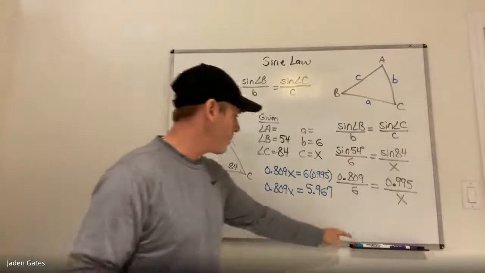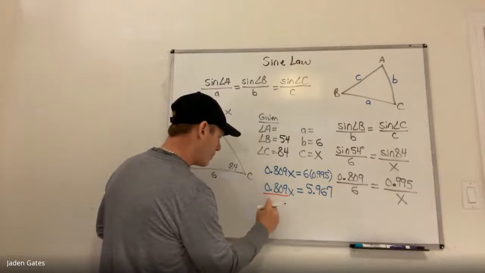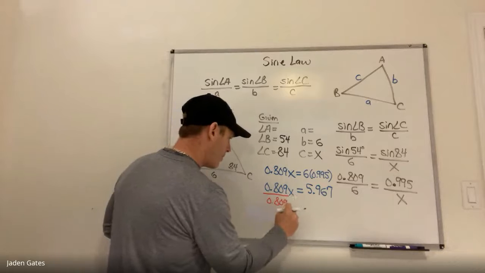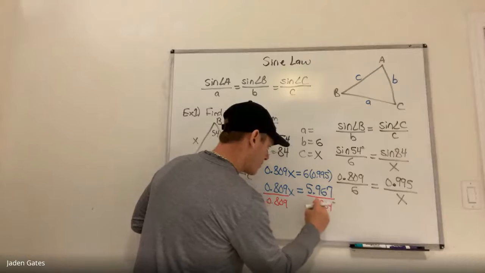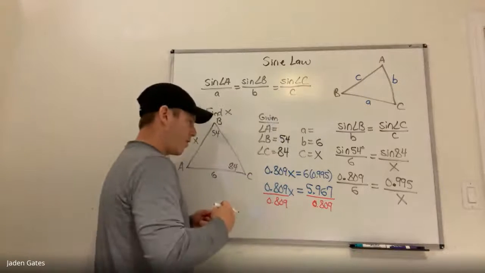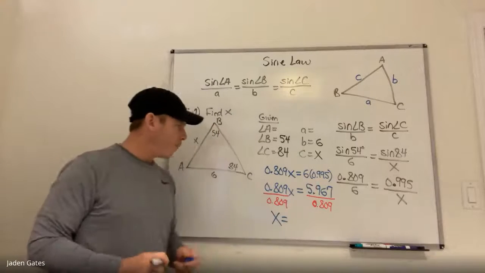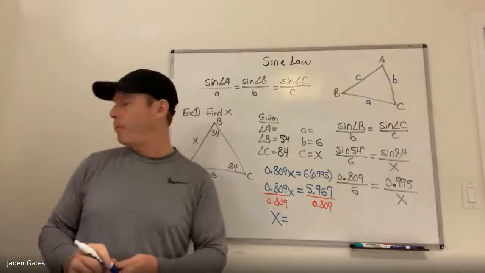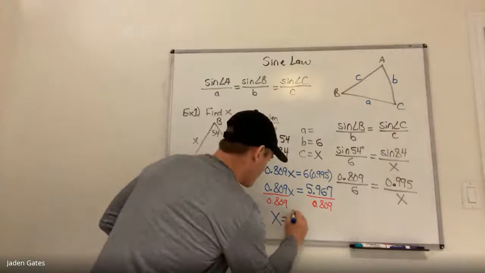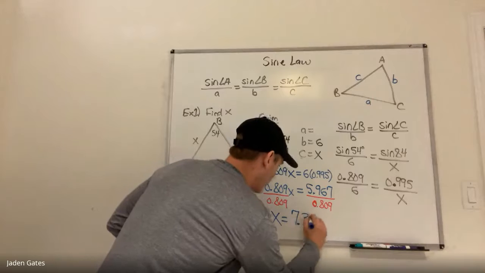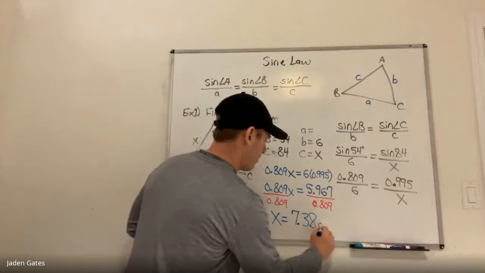And not quite done yet because I have to divide by my numerical coefficient on both sides. There we go. All right, and it looks like my x value, I take 5.967, I divide it by my 0.809, and I'm getting 7.38, and I better put some units on it, centimeters.